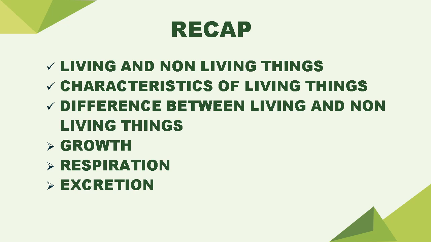Children, let's have a quick recap of what we have studied today. There are two different kinds of things in the world. One kind is called living things. Living things eat, breathe, grow, move, reproduce and have senses. The other kind is called non-living things. Non-living things do not eat, breathe, grow, move or reproduce. They do not have senses. Then we have studied about the characteristics of living things. Characteristic is a quality belonging to something.